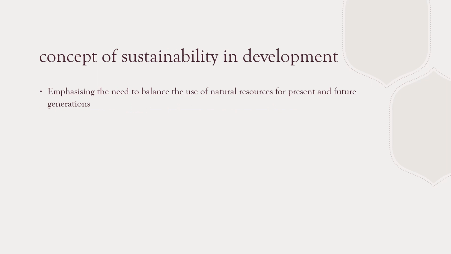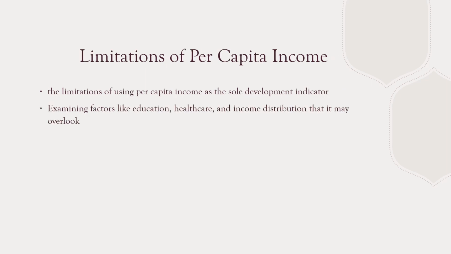Now let's see what is sustainable development. The meaning of sustainable development is that the development that takes place without compromising the resources of the present and the future generation is known as sustainable development. So now let's go to the next slide.